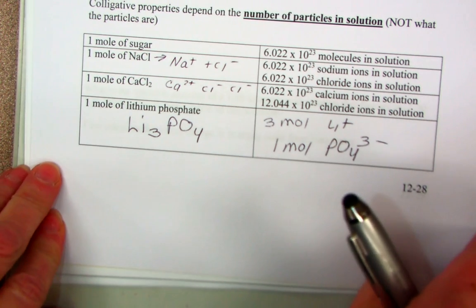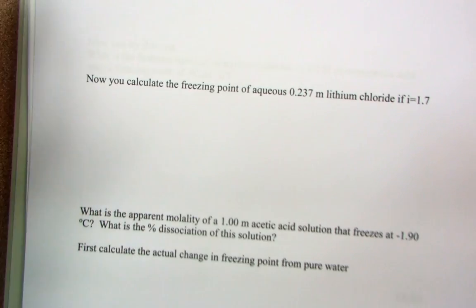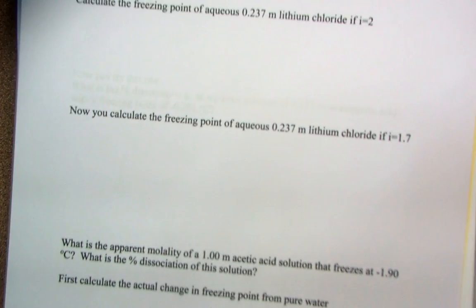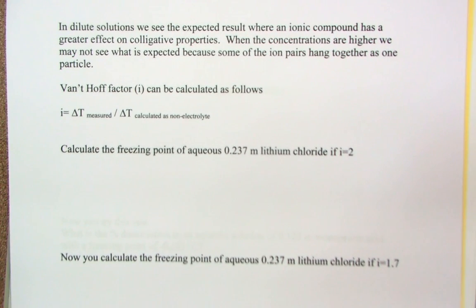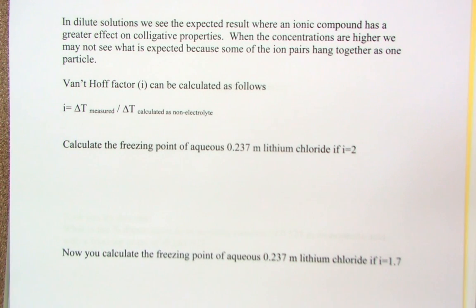So, with this going on, in really dilute solutions, we see exactly what we would expect. We see that we get 2 particles for sodium chloride, we get 4 particles for lithium phosphate. However, when things get more concentrated, sometimes as you have a lot of ions in solution, those ions get closer together and they act as though they're still kind of hooked together.